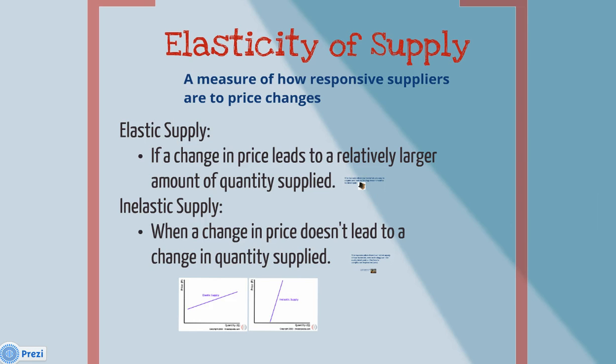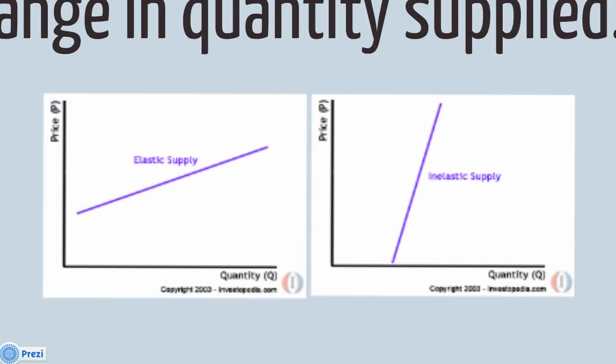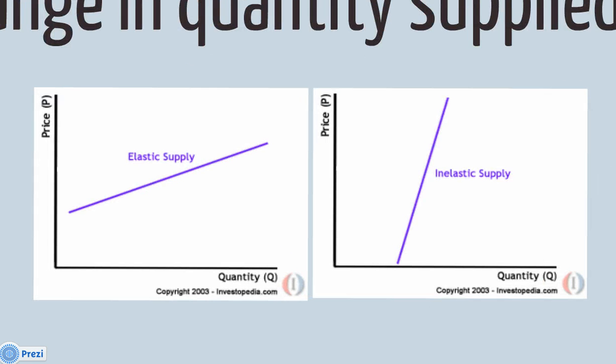If we look at our supply curves, elastic supply is more horizontal because there's more of a change in quantity supplied when the price changes, and so there's a lot of change happening along that x-axis. Whereas inelastic supply, again, like demand, the curve is pretty steep because there's not much change happening between quantity and supply. There's not a whole lot of movement along that x-axis.